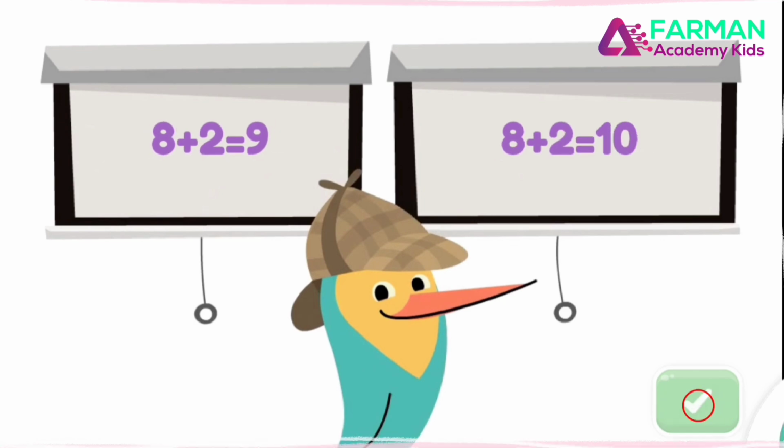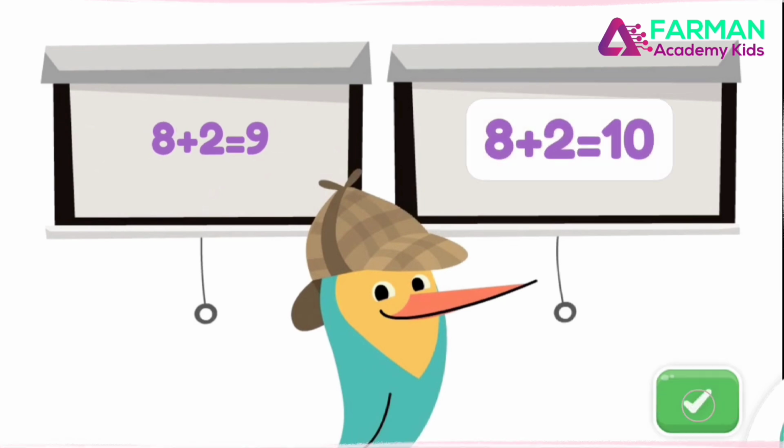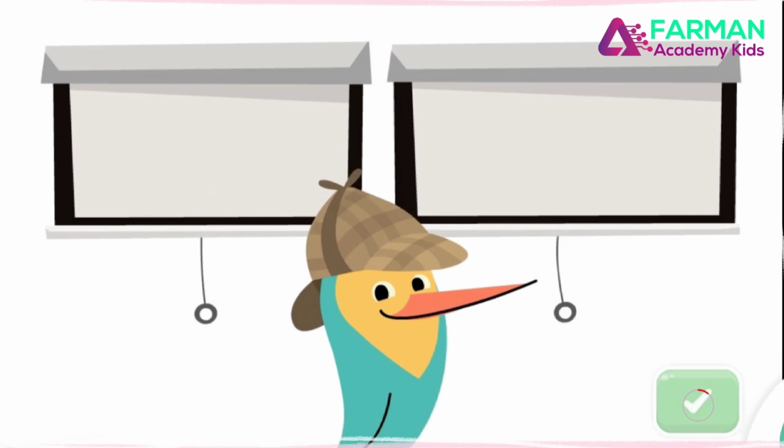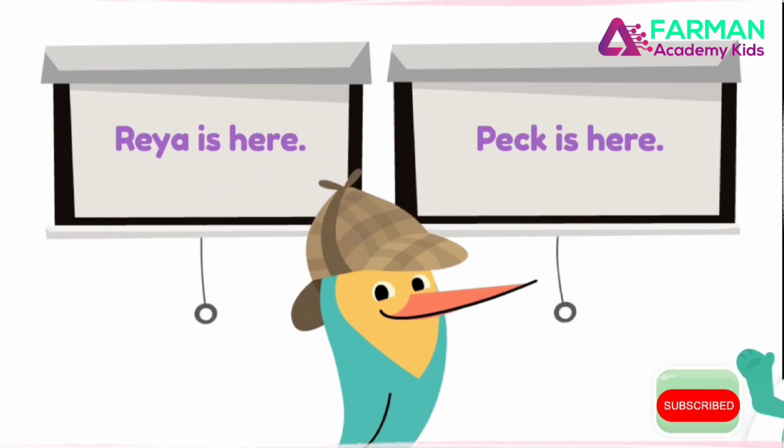Which equation is true? Tap it. Tap the green. You did it! 8 plus 2 equals 10. This is true. Let's do a fun one. We can use true and false with sentences too. Tap the true sentence.